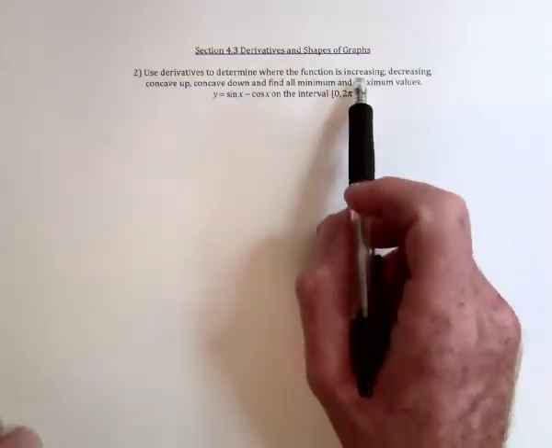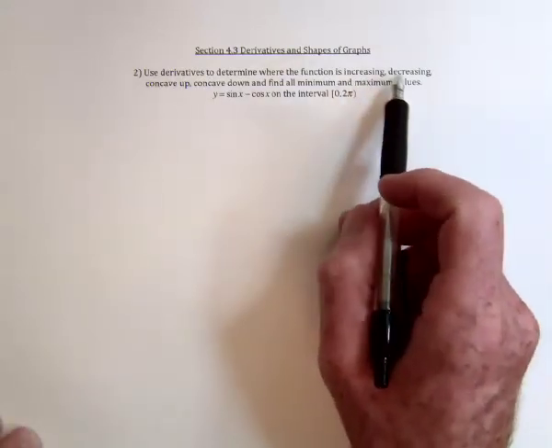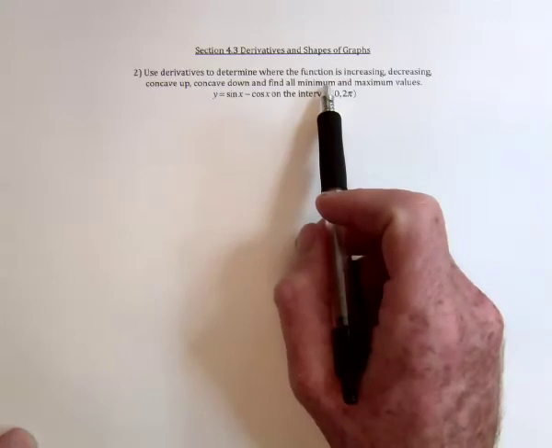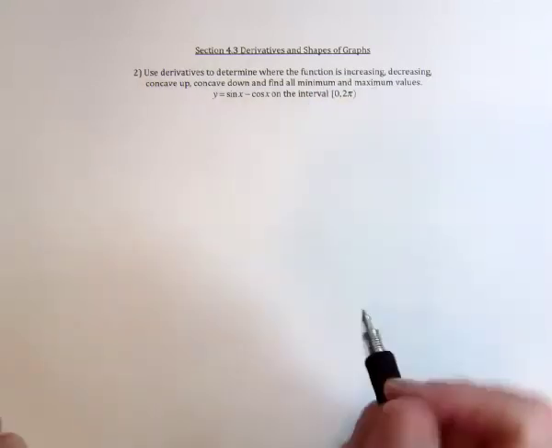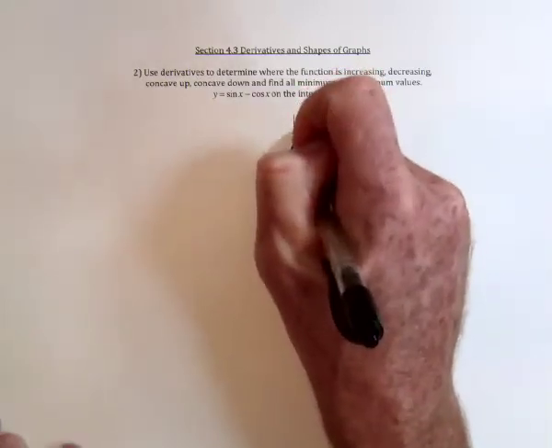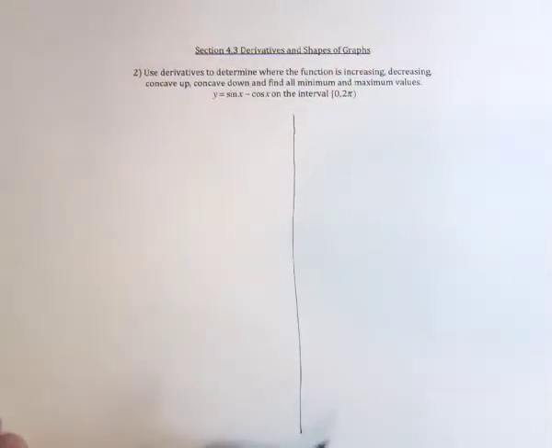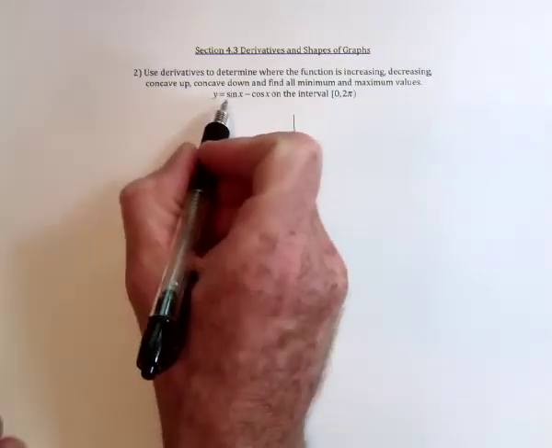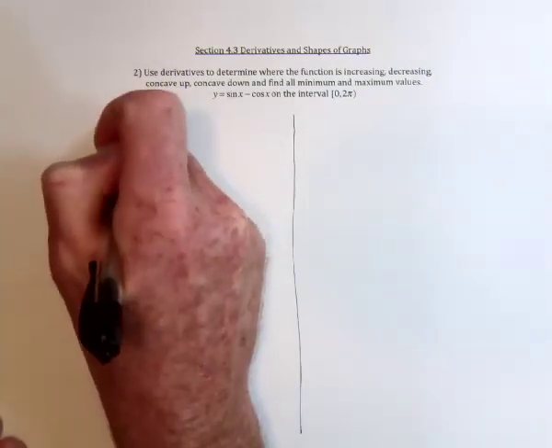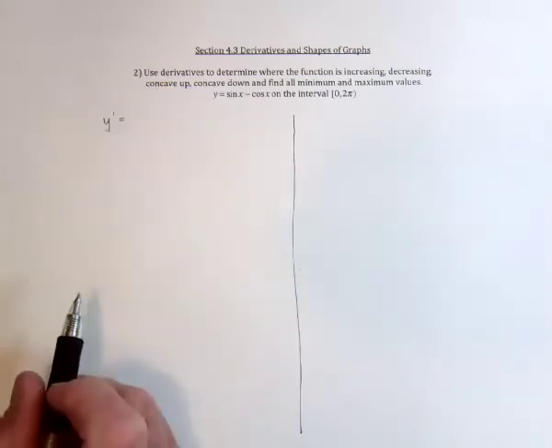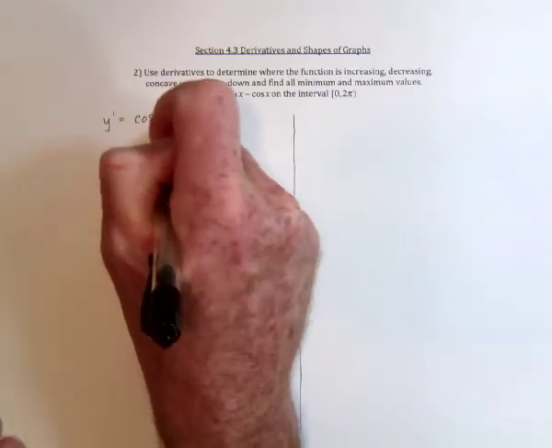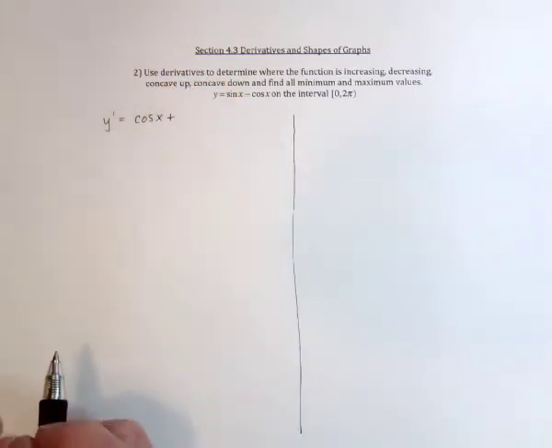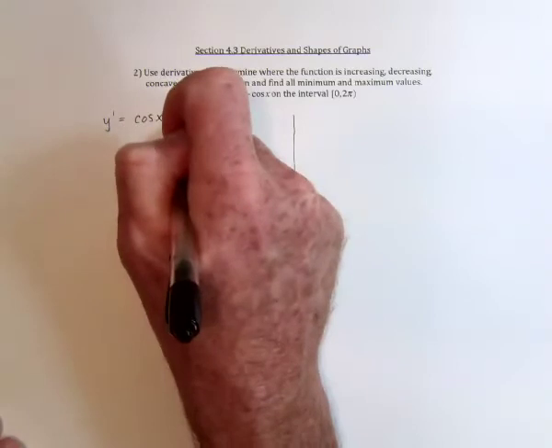So we're going to be using the first derivative to find out where this function is increasing, decreasing, also to find minimums and maximums, and second derivative for when it's concave up and concave down. So I'm just going to use the first derivative information over here on the left hand side. So the derivative of this is going to be the derivative of sine is cosine, and the derivative of cosine is negative sine, so that's going to cancel this negative.